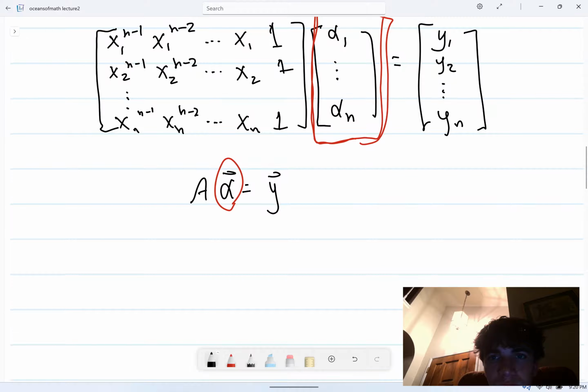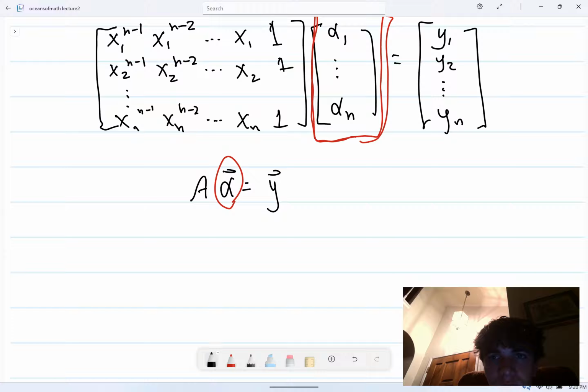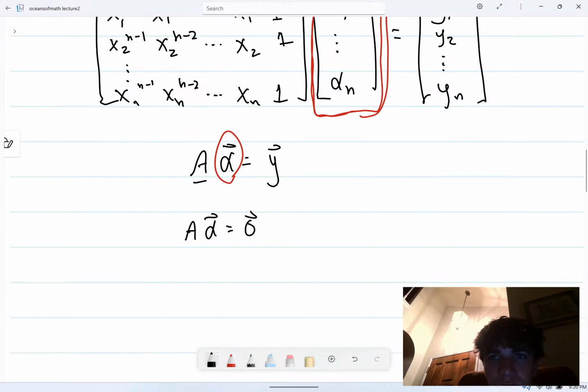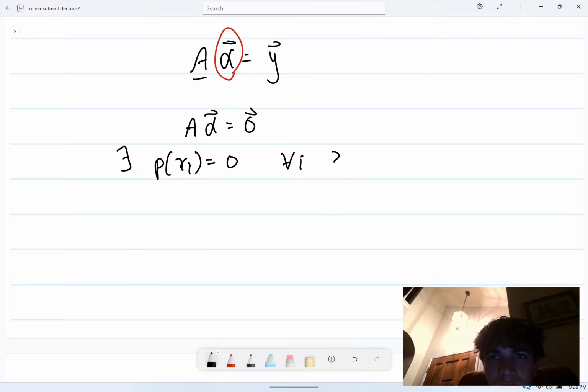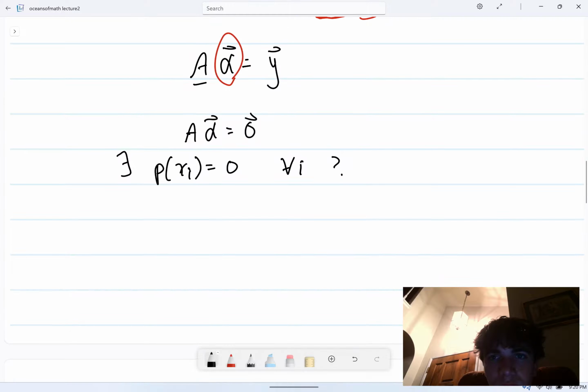Okay, and so it turns out that in linear algebra, this question can be answered by looking at the null space of the matrix A. So the null space is the set of all solutions to the equation A alpha equals 0. Okay. So if I set y equal to 0, I'm basically asking how many polynomials are there of the form p of xi equals 0 for all i. Okay. And if there was a polynomial that satisfied this, it would have to have n roots, right? Because there's n different xi. However, this polynomial is of degree n minus 1.